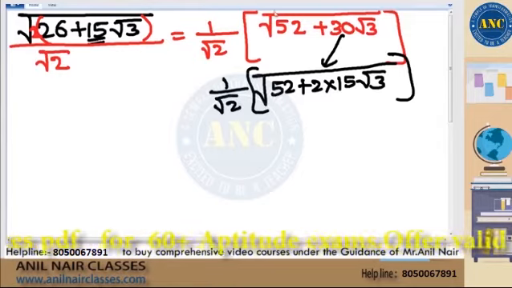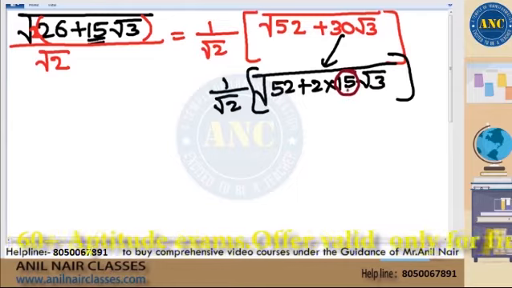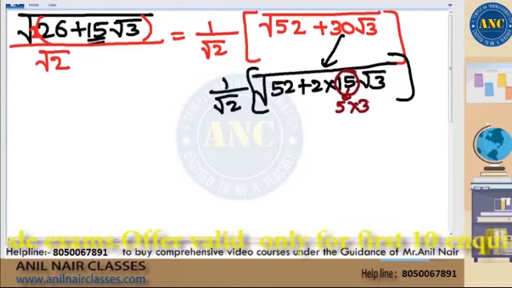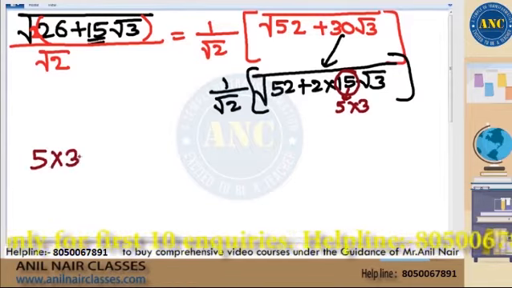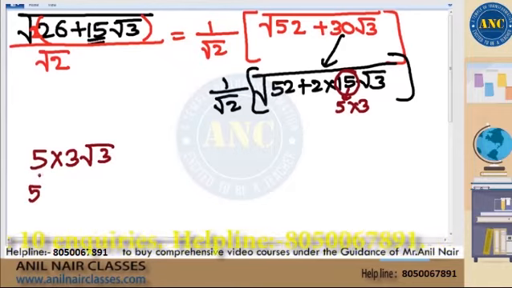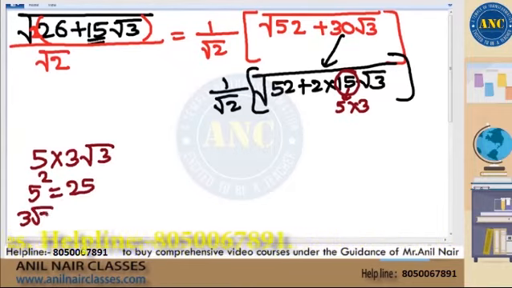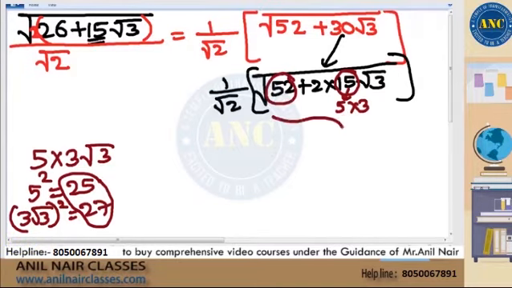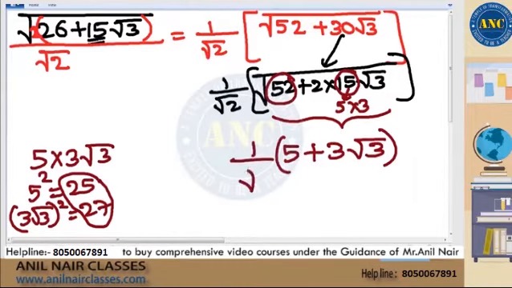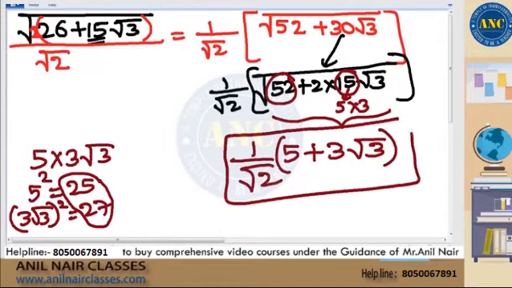Now, think logically. Try to express this 15 as a product of co-primes, which is nothing but 5 into 3. Why did I write it like this? Because if I take 5 and root 27, that is root 3 into root 3 whole squared, 5 squared is 25 and the other is 27. 25 plus 27 is nothing but my first number, 52. So I can definitely write this entire thing as 5 plus 3 root 3, but outside I have 1 by root 2. This should be my final answer.